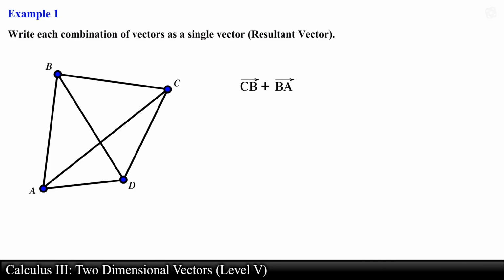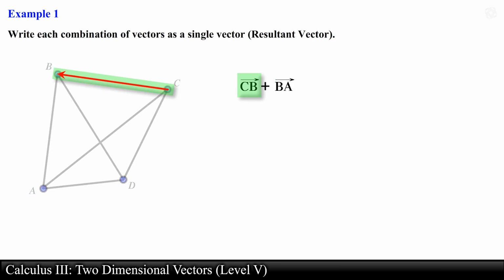Here, we are asked to find the sum of vector CB and vector BA. First, let's identify each of the vectors on the diagram. Vector CB is located here, and vector BA is here. Next, we go ahead and add the vectors geometrically by applying the triangle law. Notice that the tail of vector BA is aligned with the head of vector CB. All that is left to do is to draw and determine the resultant vector.